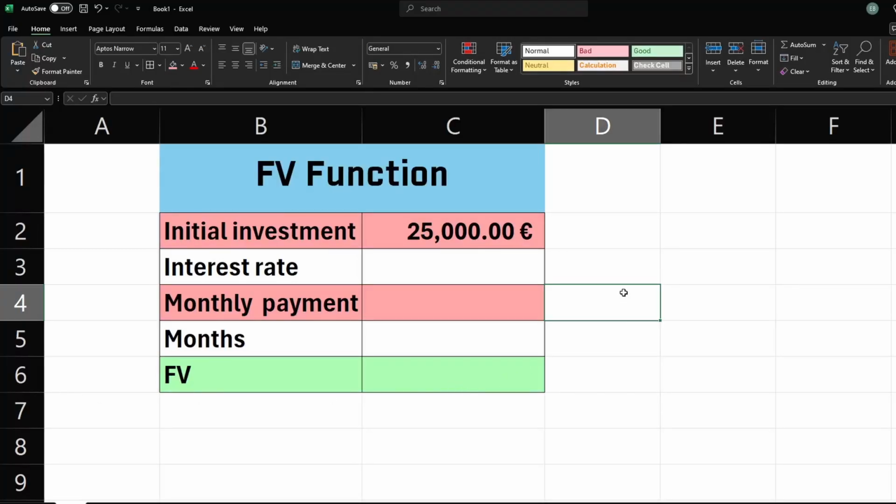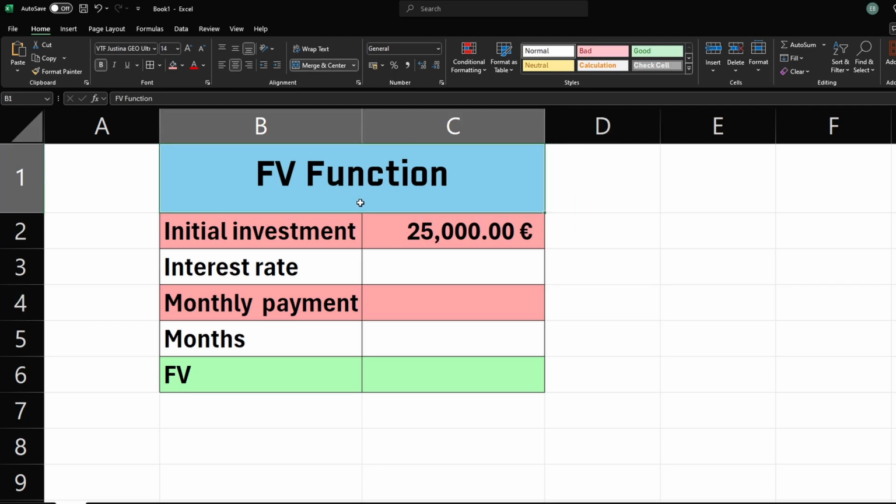Hey everyone! In today's video, I'm going to show you how to use the FV function in Excel to calculate the future value of your investments.